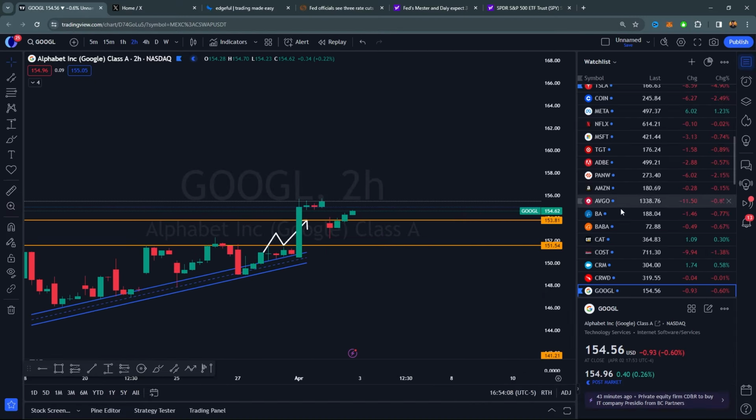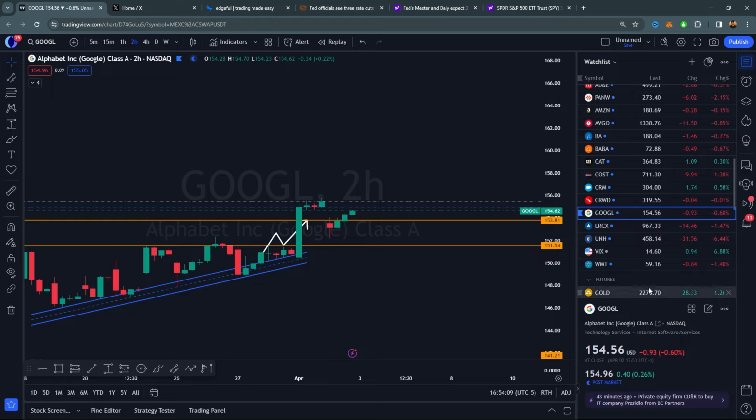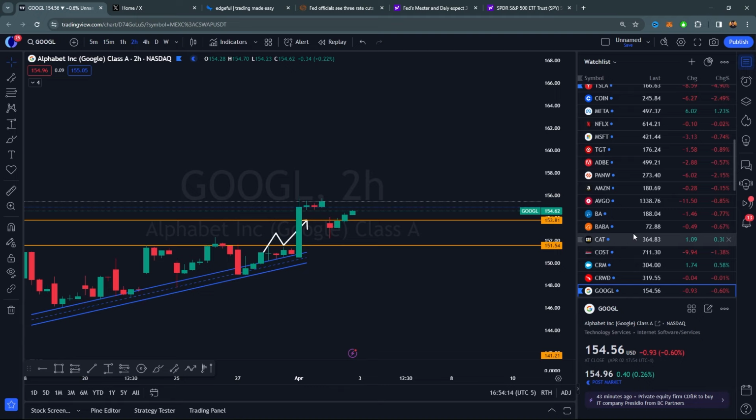So again, told you guys about Google a while back. Congratulations if you traded them, if you made money on them. But those are my favorite stocks right now. That's what I'm looking at. Maybe I missed a few names today, but those are the ones that I want to cover.